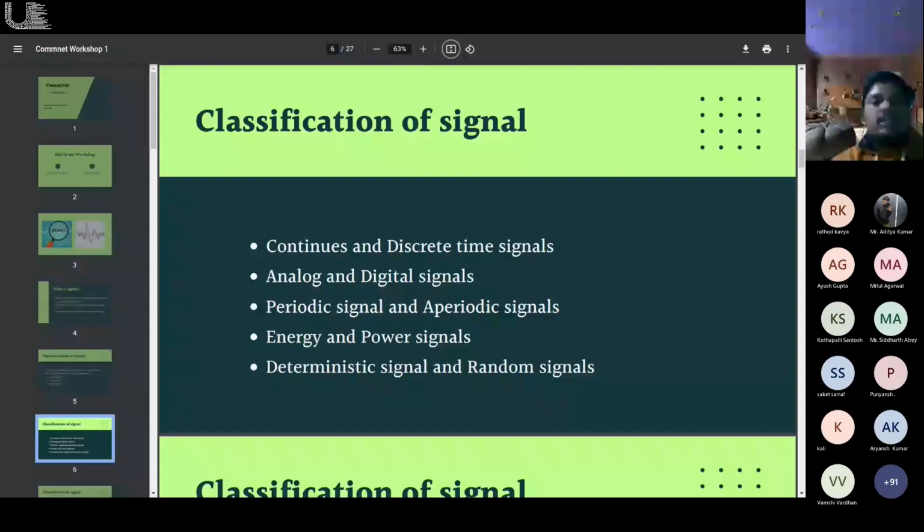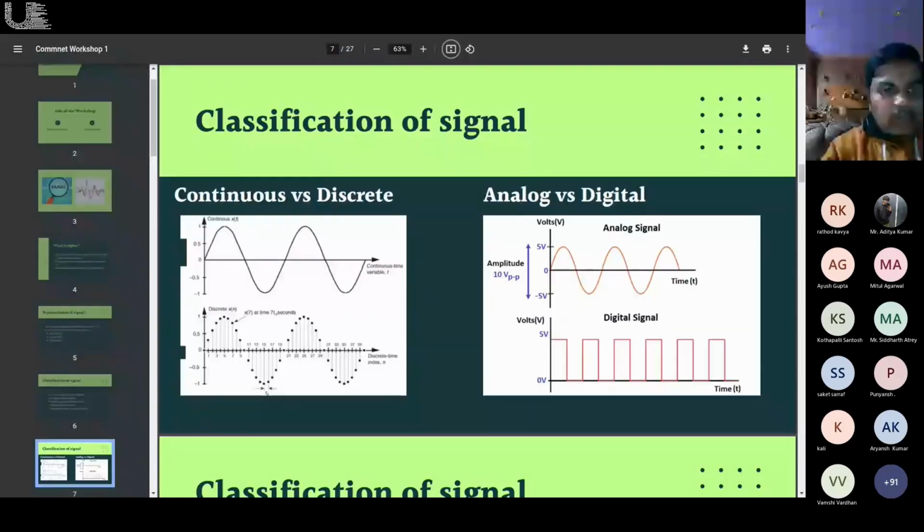In analog and digital signals, in analog signals, the amplitude can take any value, and in digital signals, the signal can take only a few values. Like here we can see in the images. In a continuous signal, it has values for every instant of time, and a discrete signal has values for only some instants of time.